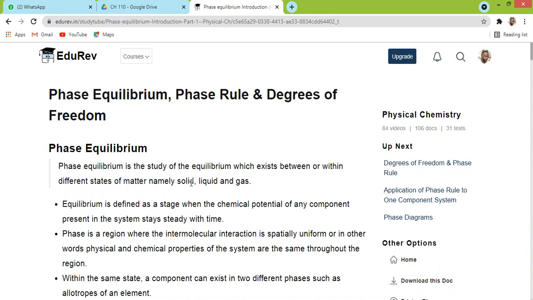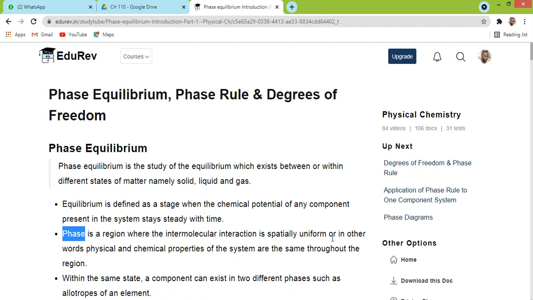If you remember the definition of dynamic equilibrium, we said this is a state when the reverse reaction is equivalent to the forward reaction. So in this case, when a molecule is changing into a gas and the gas back into a solid, when they are at equal rates, that is an example of a phase equilibrium. So a solid, before I go there, let's come here. Phase, where a phase is defined. A phase is a region where intermolecular interactions is spatially uniform, or in other words, physical and chemical properties of a system are the same throughout the region.